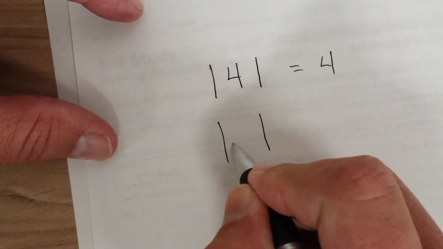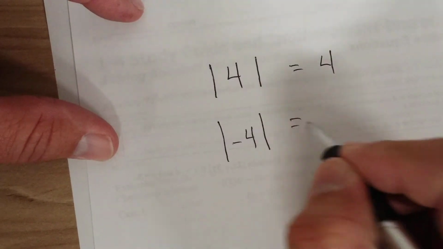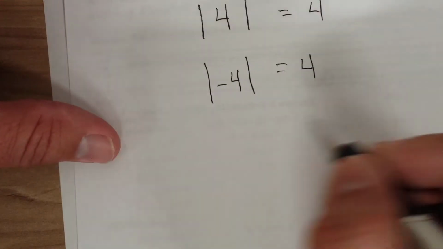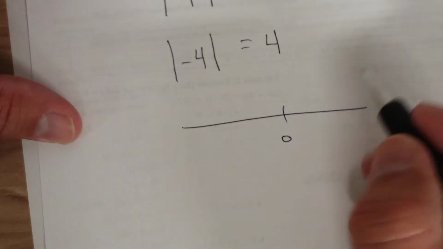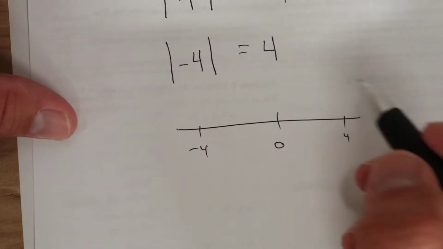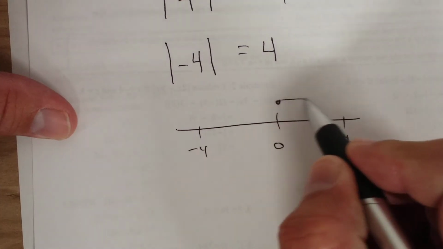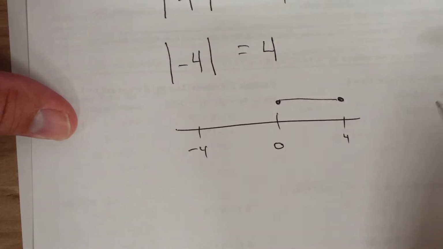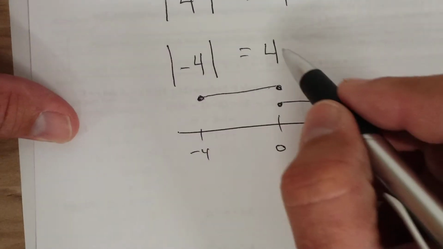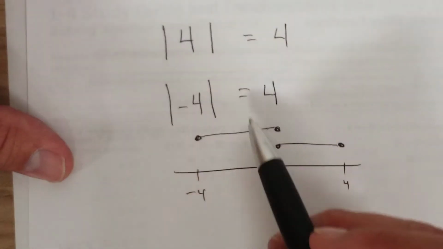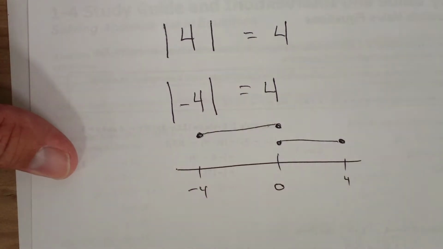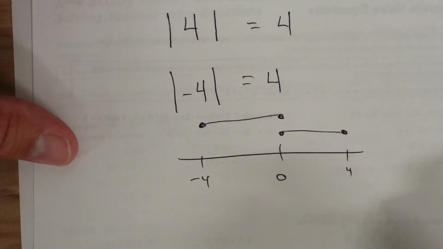If I asked what the absolute value of negative 4 was, that distance is still 4. It's like being on the number line: it doesn't matter which direction you're going, it's the pure distance to that number. From 0 to 4 would be 4 units, and from 0 to negative 4 would also be 4 units. So the absolute value of 4 and the absolute value of negative 4 are the same. It's positive 4.